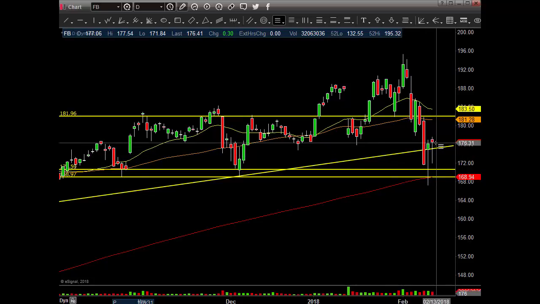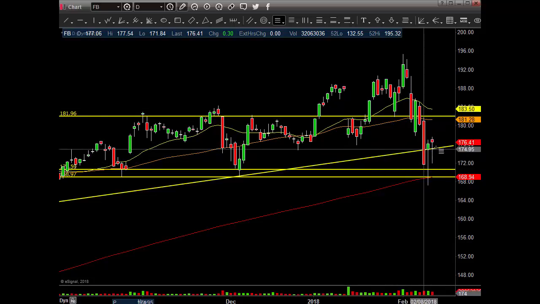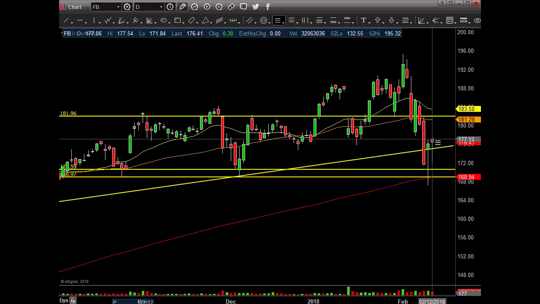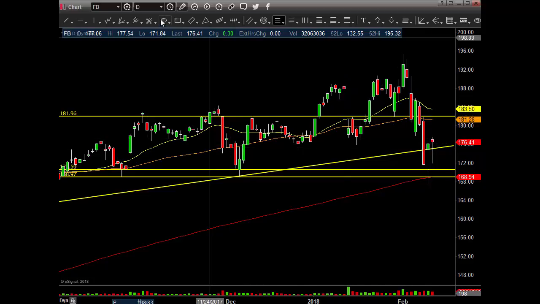I want to see on Friday where it closes and the weekly close, and then we'll go from there. But right now, it is a little bit more on the bearish side, setting up for possible lower prices. I've got to see what it does in the next couple of days.